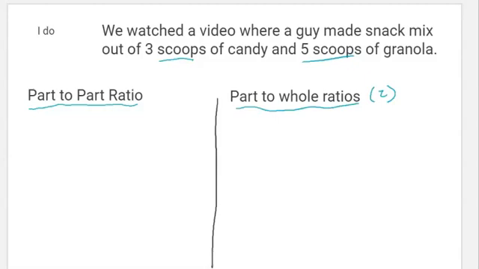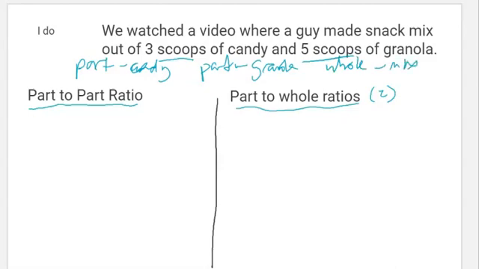So the way this works, if you think about this guy making snack mix, part of the snack mix is candy. Part of the snack mix is granola. And then if you put the 2 parts together, you get sort of a whole thing that he makes, which is the mix, or the snack mix itself. So it's part candy, part granola, the whole thing together, we're going to call the snack mix.